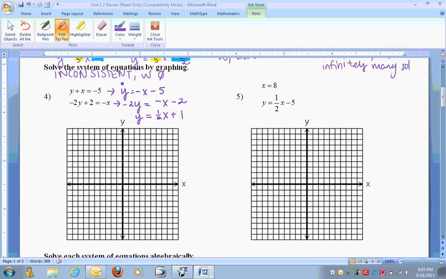All right, so the two equations that I'm going to be graphing are y equals negative x minus 5 and y equals 1/2 x plus 1. So I know my y-intercept for the first line is negative 5. So I plot that point, and then I use my slope, which we know is negative 1, and that means I'm going to go over 1 and down 1. So it's going to be decreasing to the right by 1 unit each time you move to the right.